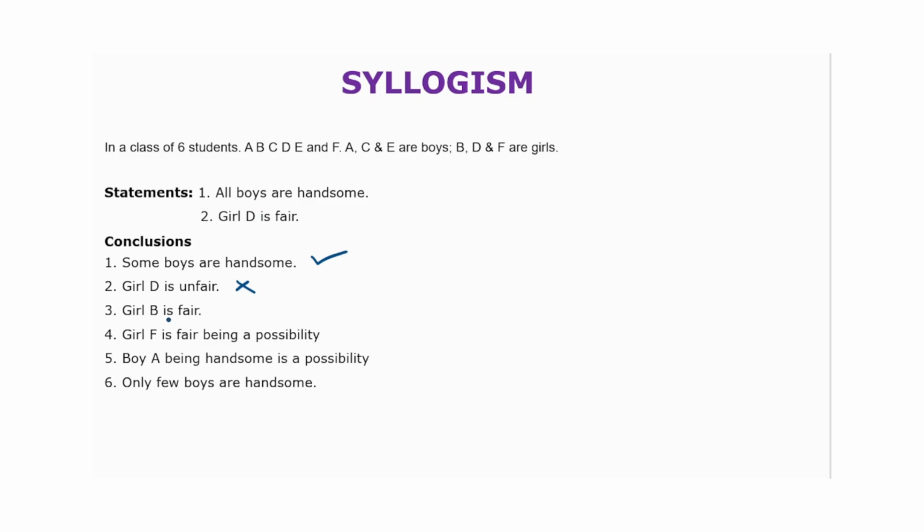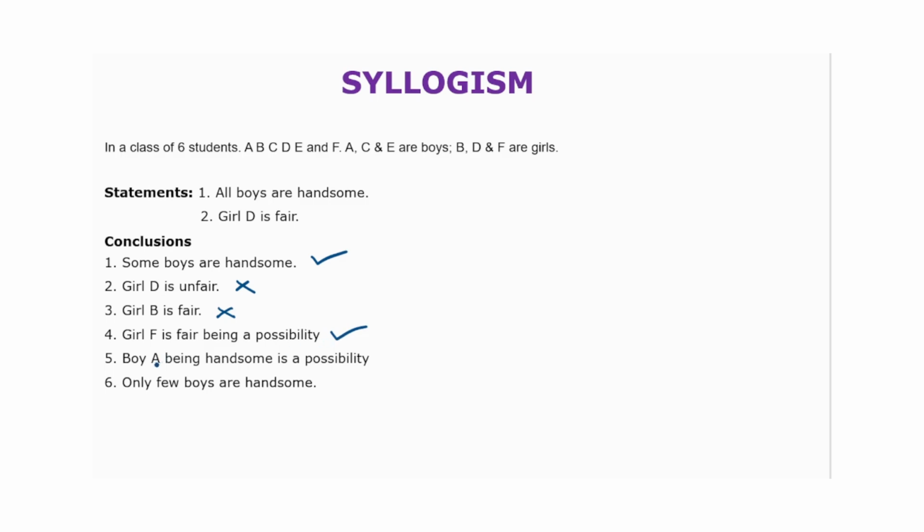The third conclusion is girl B is fair. Here they have not given any information about girl B. So for an unknown condition we have to write false. Girl F is fair being a possibility. Is this true or false? This is true, because they have not given any information about girl F. So if possibility is asked for an unknown condition, this is true.